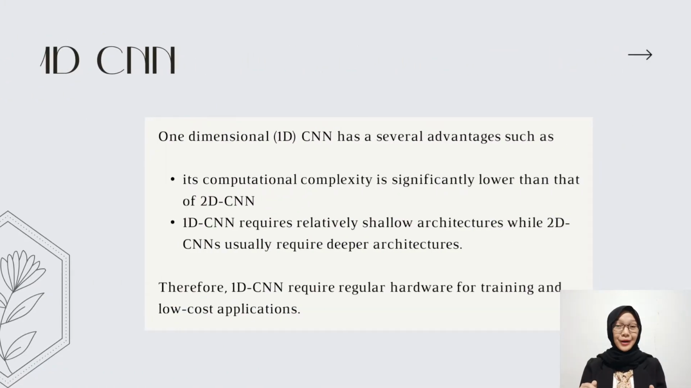In this paper, we use a one-dimensional convolutional neural network because of its advantages, such as computational complexity being lower than 2-dimensional convolutional neural network, and it requires a shallow architecture. Therefore, the CNN can use regular hardware for training and low-cost applications.